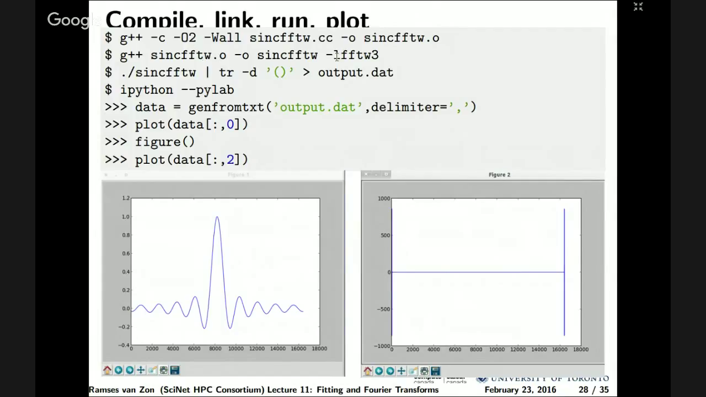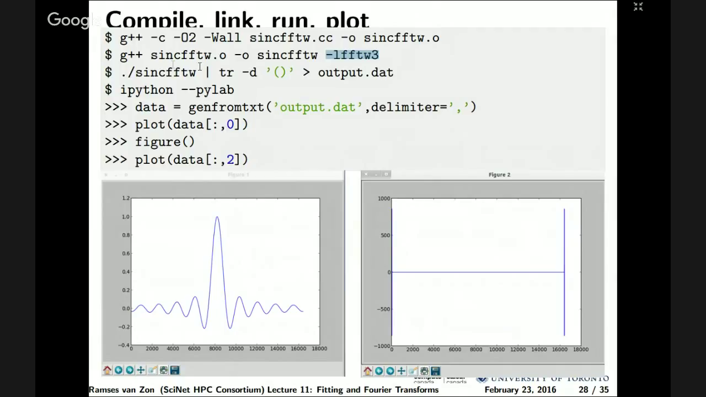Linking it, and here's my linking. So I have to install the FFTW library. Make sure you get version 3. If you do it in a standard location, this will happen. If it's not a standard location, the same thing that we see with the GSL, use a dash capital I and dash capital L to get things to work.